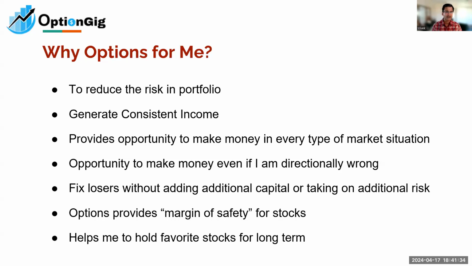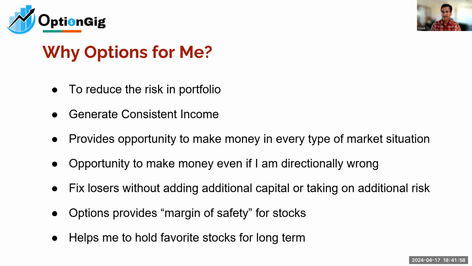Options provide me a margin of safety for the stocks. Howard Marks talks a lot about margin of safety. Seth Klarman has a book on margin of safety, right? One of the best books around investing. If you go to Amazon, it's actually $2,500. You won't even find it now. You'll find it on eBay, maybe a $3,500 book.